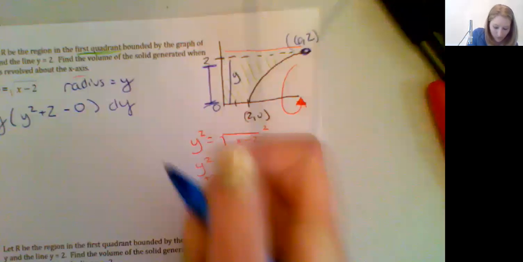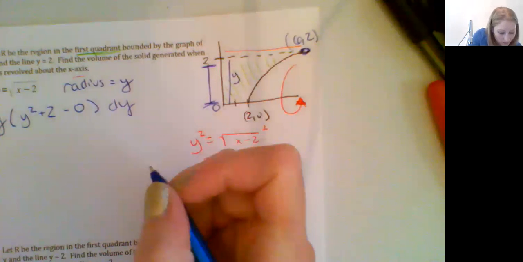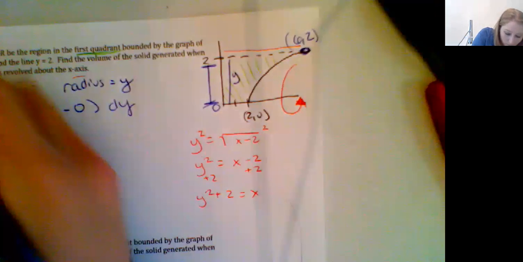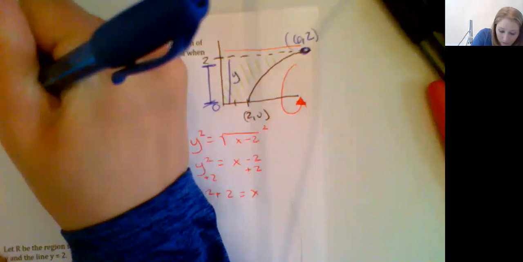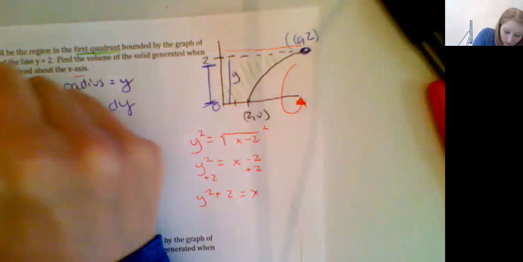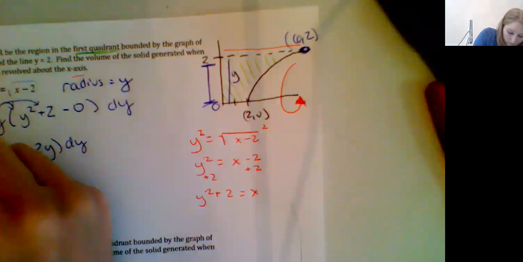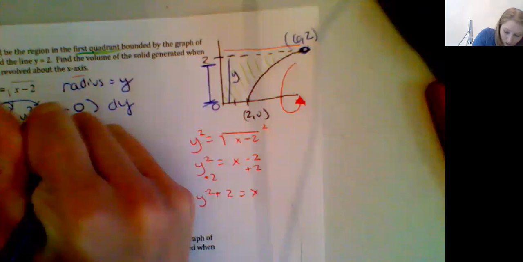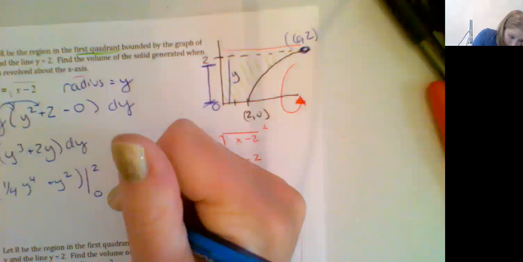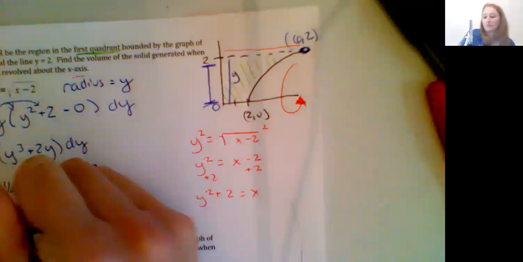Now let's take out the 2 pi so we don't have to worry about that with integrating. And then we're also going to distribute in the y. So we're going to end up with y cubed plus 2y. Now we can easily perform the integration, and I'm going to evaluate that at 2, 0. If I do that, I'm going to end up with 16 pi.